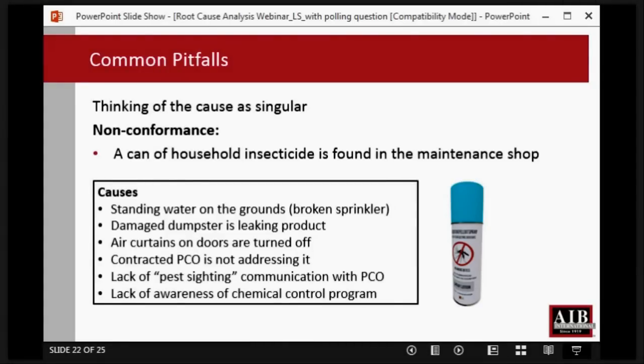Some of the causes: we had some standing water on the grounds, a broken sprinkler, which allowed for a habitat for aquatic insects to grow. The dumpster was damaged and leaking. The air curtains at the plant were not properly turned on. The contracted PCO apparently didn't notice this. Like most plants, we had a pest sighting log communicating with the PCO, but it was not acted upon. And a general lack of awareness for the chemical control program, on which pesticides would be a restricted use chemical.